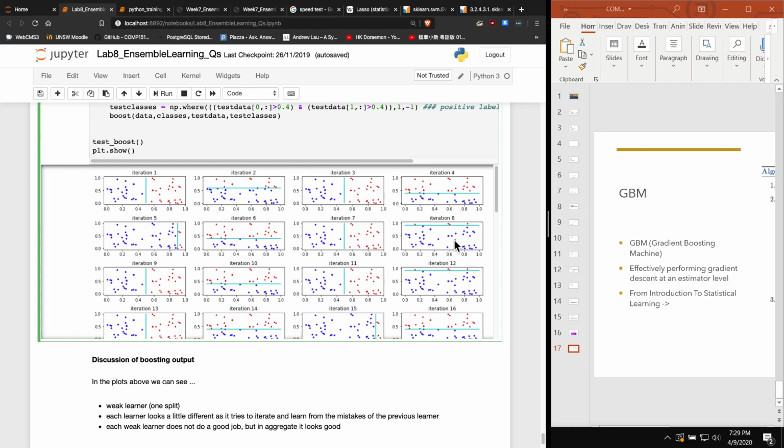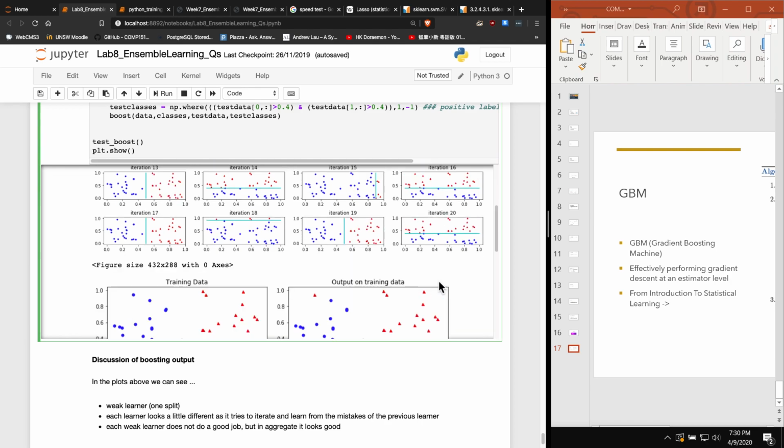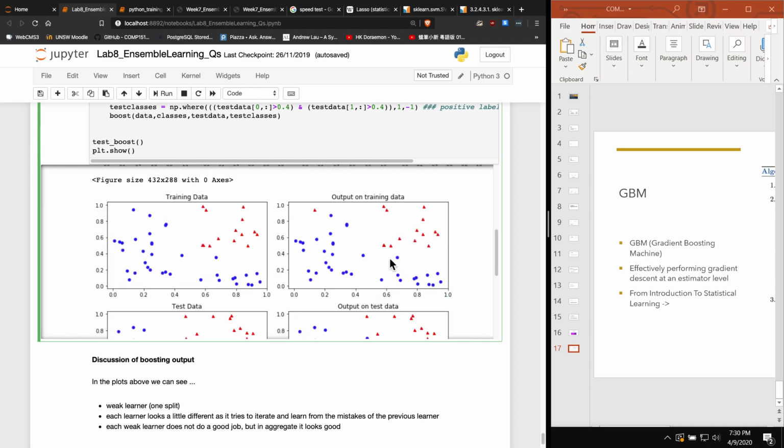Yeah. So these are stumps. It is effectively a stump with one split. It just has two leaf nodes. One split, one branch. And it's looking at the misclassifications of the previous trees and building a new tree. And you can see each one is quite a bit different.